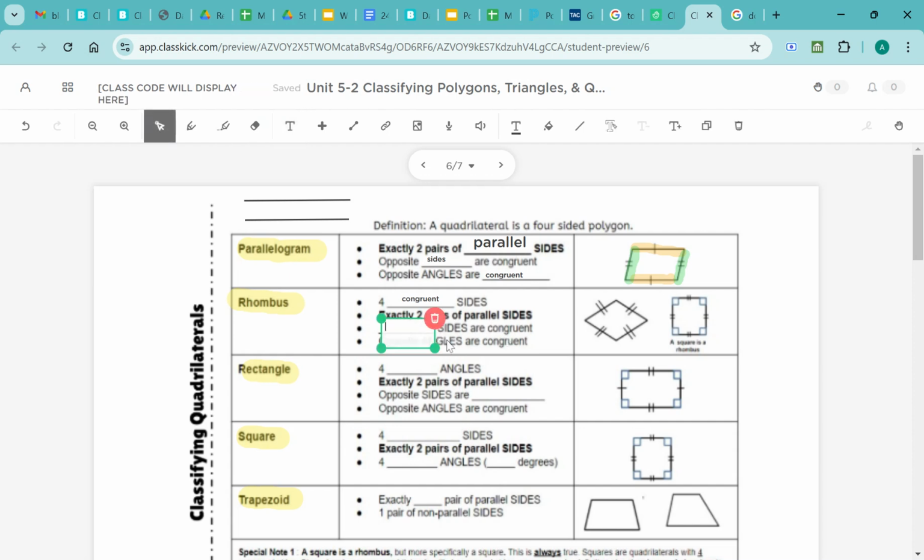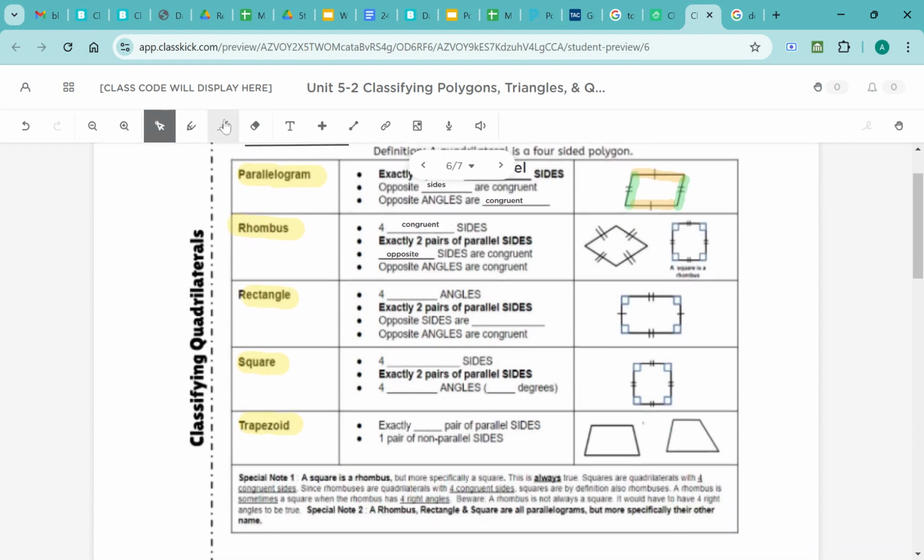This is kind of a repeat, but all sides are congruent. And then opposite angles are also congruent. I guess it's supposed to say opposite sides are congruent, but all the sides are congruent. And then opposite angles are congruent. So like this angle is congruent to that angle. So a square is an example of a rhombus, but not all rhombuses are squares.